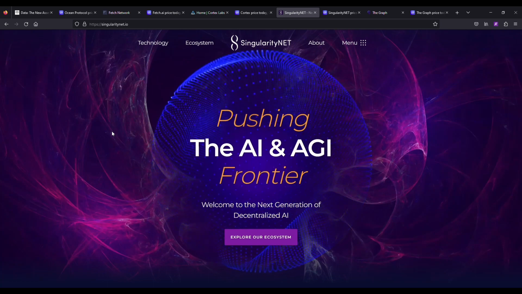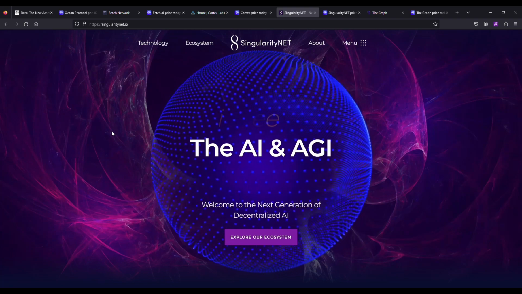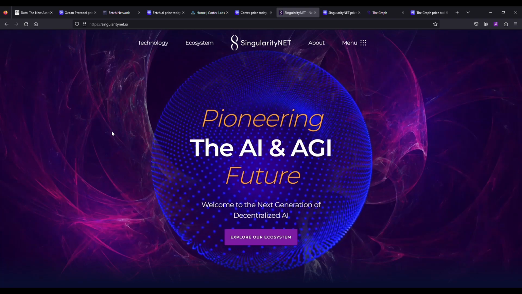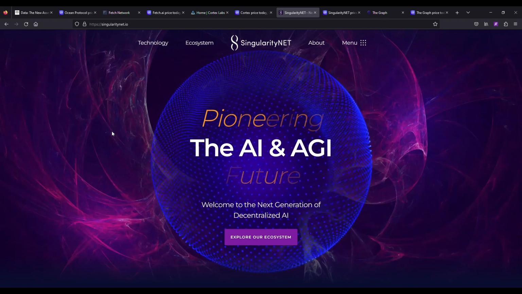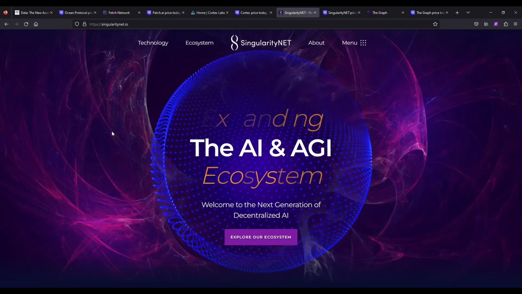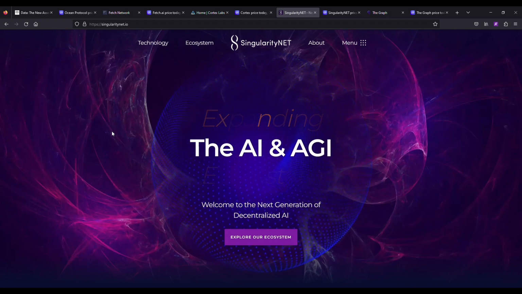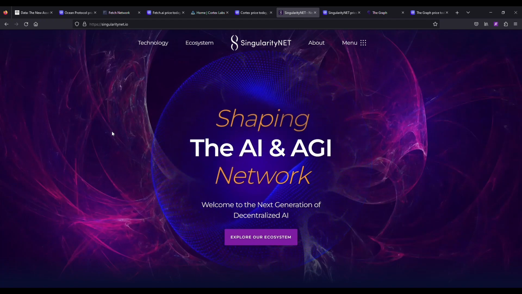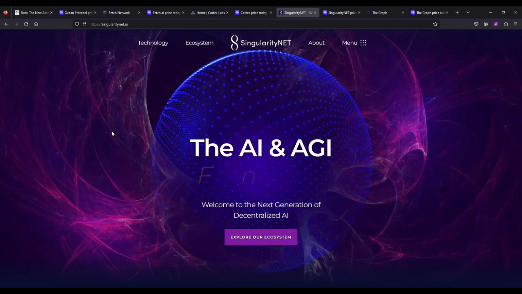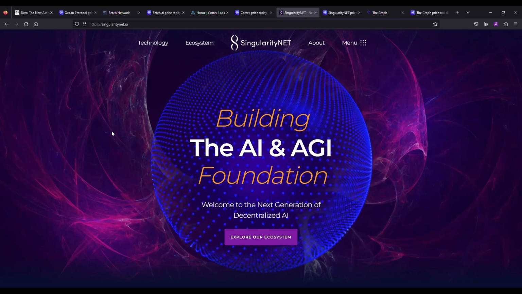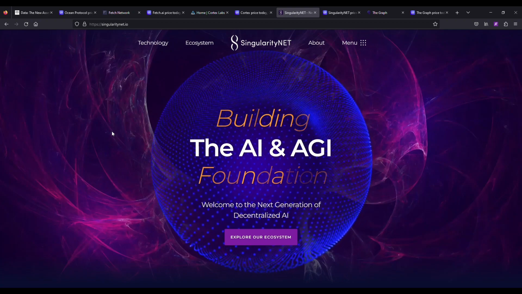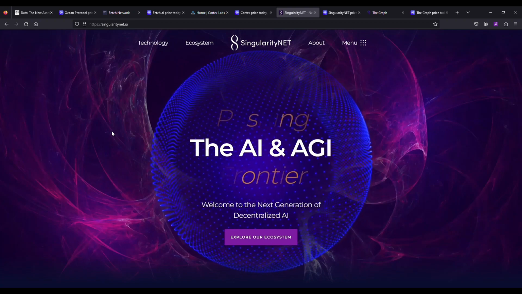Fourth, we have SingularityNET. This is a revolutionary platform that reimagines AI by providing a decentralized market for developers to create, share, and monetize their AI services. The platform uses blockchain technology to ensure that AI services are accessible, secure, and transparent. As the world's leading decentralized AI marketplace, SingularityNET strives to merge AI and machine learning to improve application efficiency.